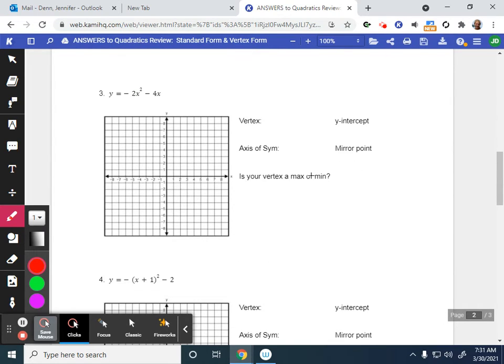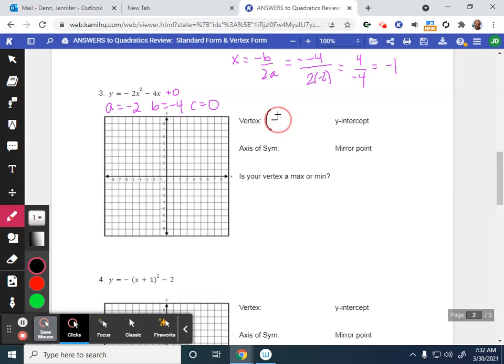Okay, number 3. So this is standard form. Even though I don't see a number back here, it's like I have a plus 0 on the end. So I'm still going to get A is -2, B is -4, and C is 0. So to find the vertex, the x value of the vertex is still the opposite sign of B over 2 times A. So the opposite of -4 over 2 times -2. So I get +4 on top, -4 on the bottom, which makes -1.